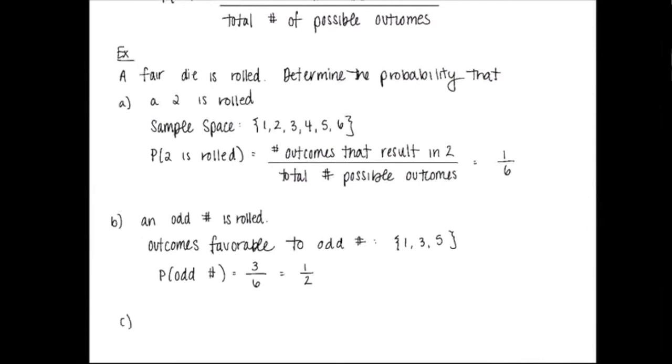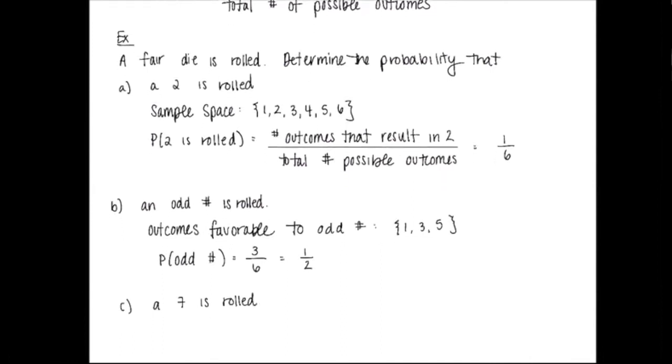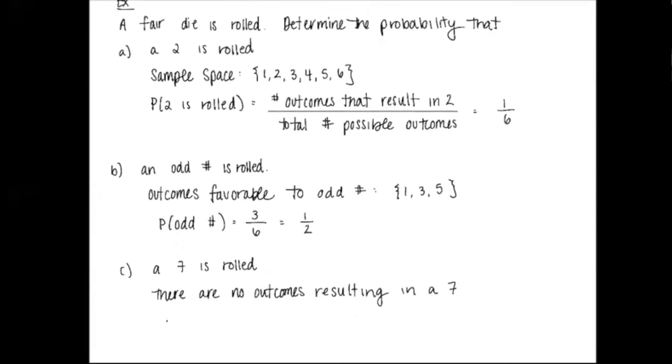What about the probability a 7 is rolled? 0. There's no outcomes that give you a 7. So there are no outcomes resulting in a 7. So the probability we get a 7 is 0 out of 6, or a 0% chance of that happening.